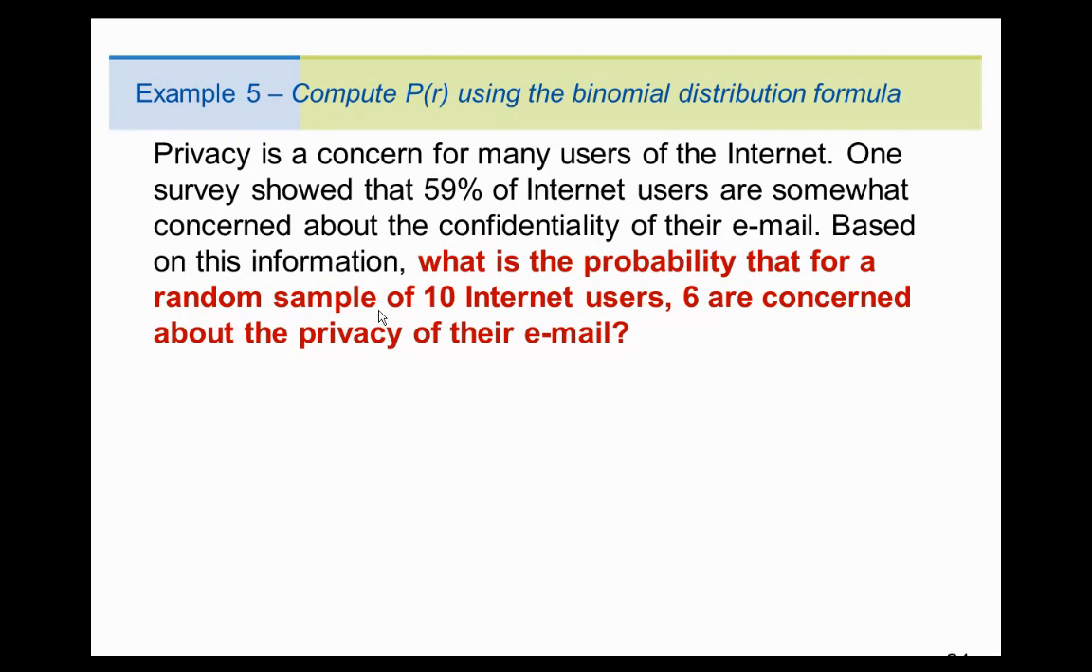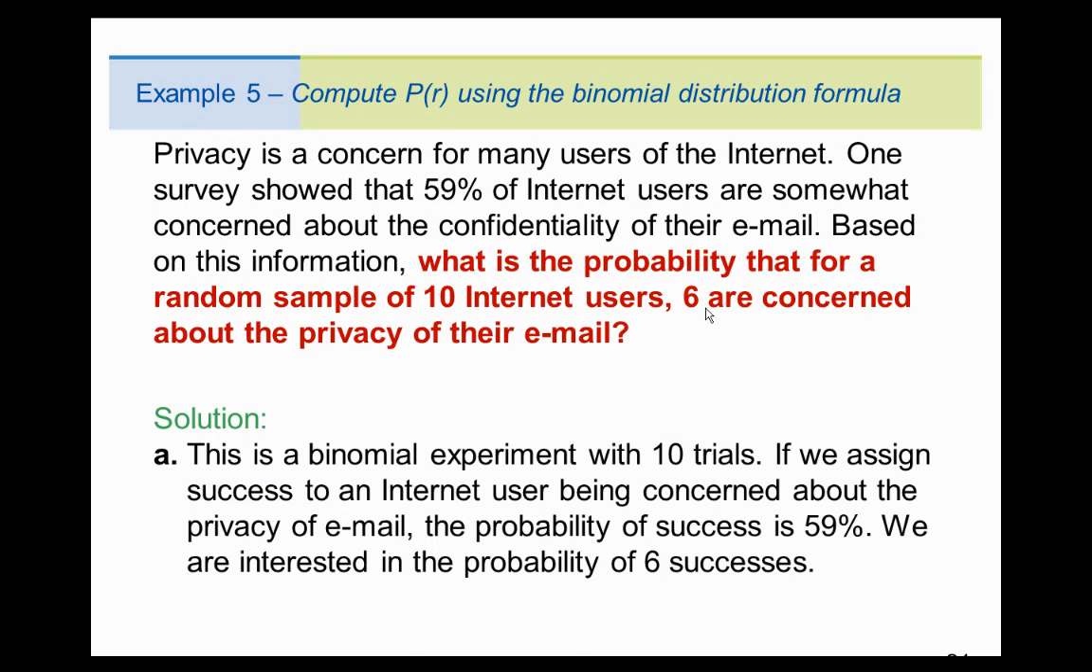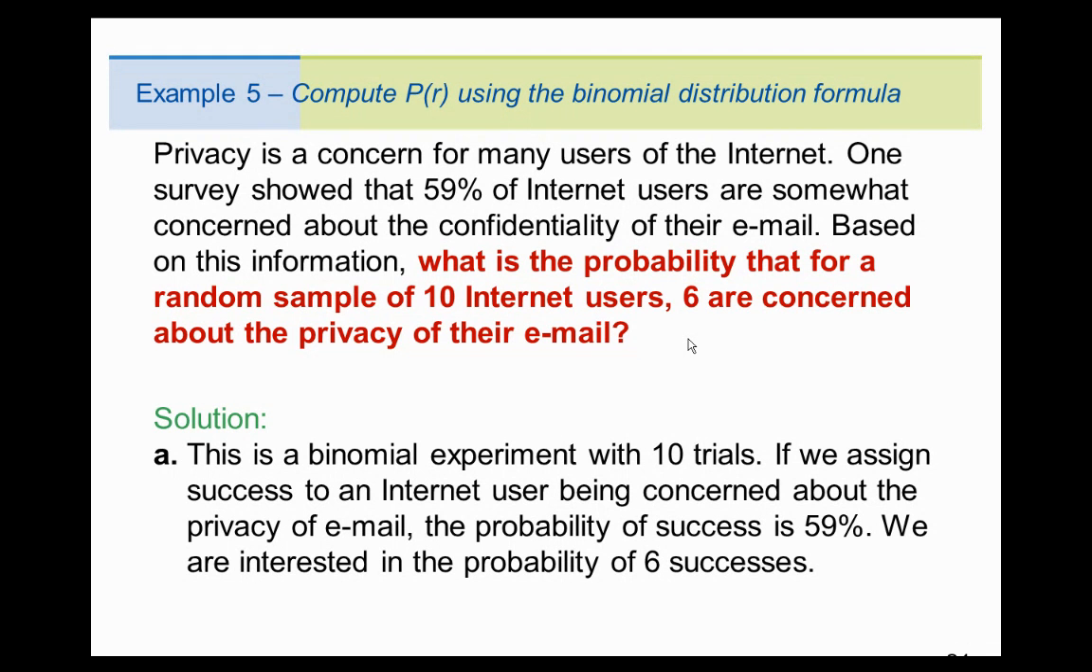He gives us our p-value, the probability of a success, 59% are concerned. What's the probability that for a random sample of 10 users, exactly 6 are concerned? So 10 trials, you have your p, and you have your r value. Now, when we use the calculator, it doesn't use the r, it uses x to stand for the number of successes, and I'll talk about that in the video.